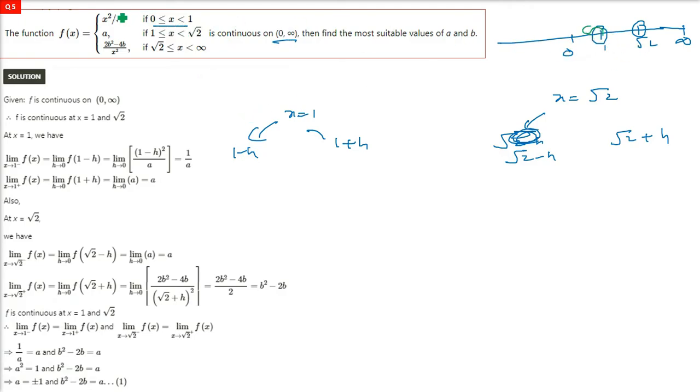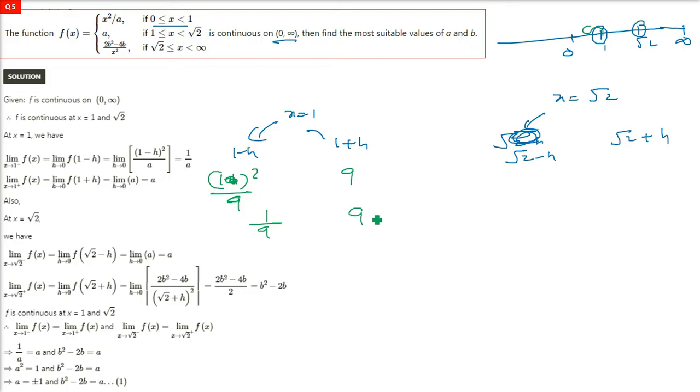Okay, when you go on the left of 1, you have to use x square by a. So (1 minus h) square by a you have to write. 1 plus h, it is already a constant a. So h, just apply the limit. Right, and RHL you don't have to apply any limit. Here h will be 0. So 1 by a, this is a.